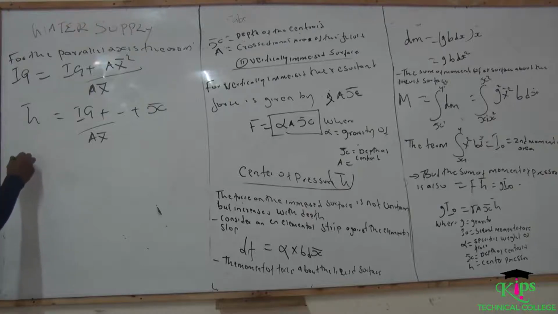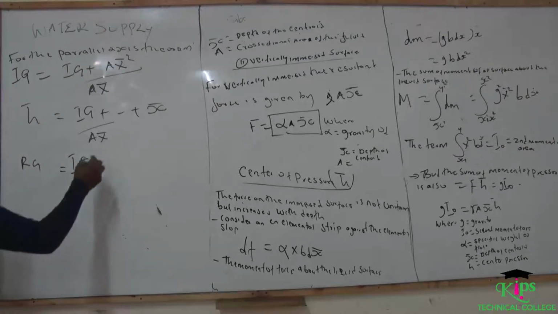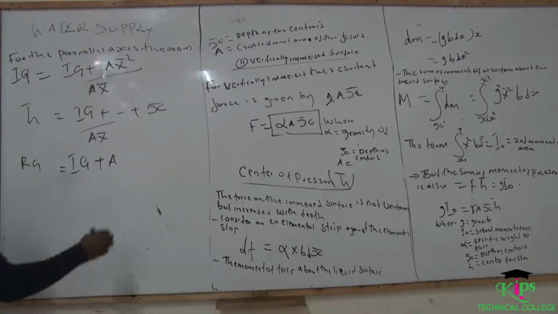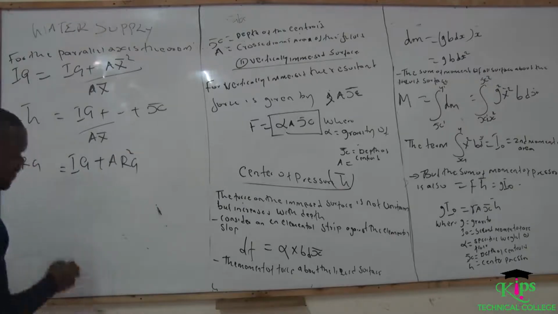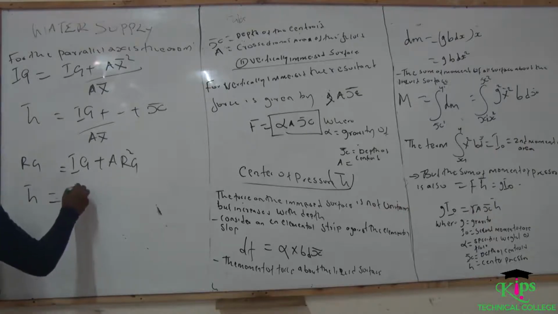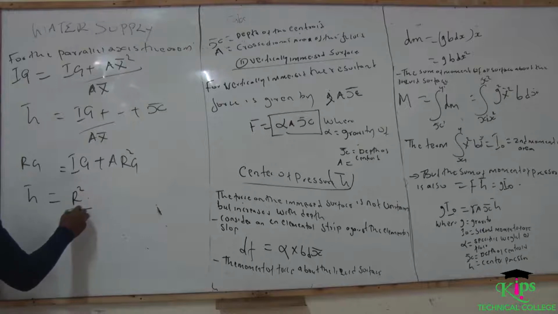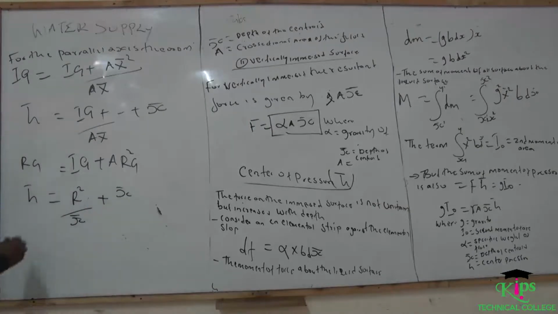So from this we can get the radius of gyration, RG. The radius of gyration is given from the moment of inertia against the center of gravity, which equals the area times the radius of gyration squared. Therefore, our final H bar is the radius of gyration squared over the depth of the centroid, plus the depth of the centroid.